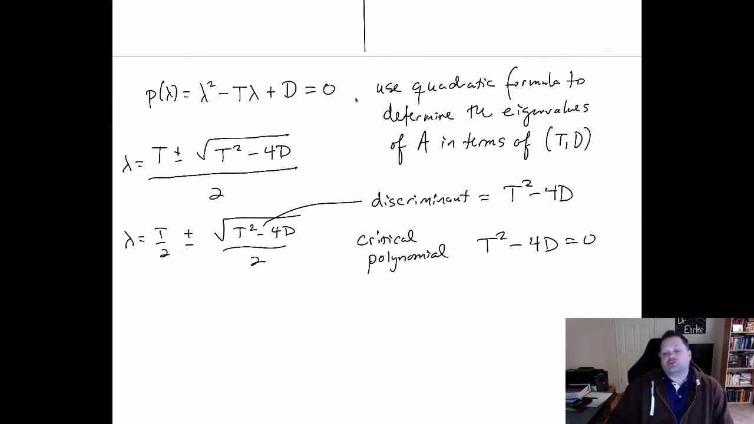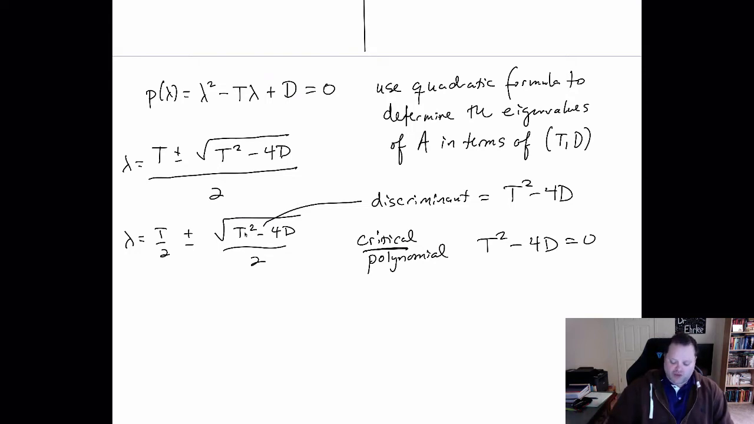The reason we're interested in where this quantity is 0 is because if you're just a little bit above 0, you have real roots. We know what real roots look like for eigenvalues. If you're a little bit less than 0, then you have complex roots. And if this quantity is equal to 0, we know we get repeated roots. In other words, this is the critical polynomial because it critically separates 3 different types of behavior that we've seen in these eigenvalue problems.